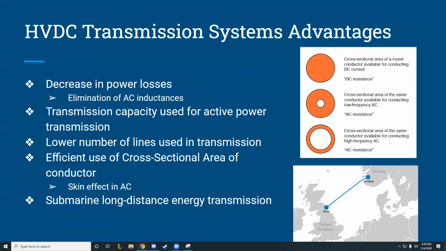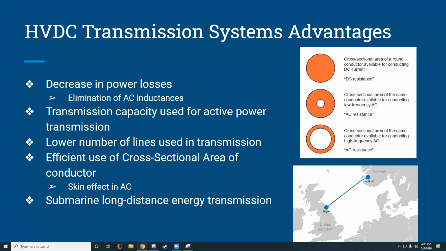Another advantage we see is the lower number of lines used in transmission, and high voltage DC is more efficient in the use of the cross-sectional area of a wire, known as the skin effect in AC lines. So in AC lines, as you see on the right, it uses the outer circumference, versus DC, which uses the whole conductor while conducting power.